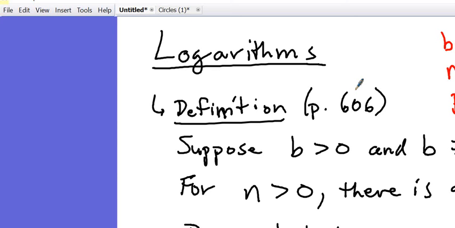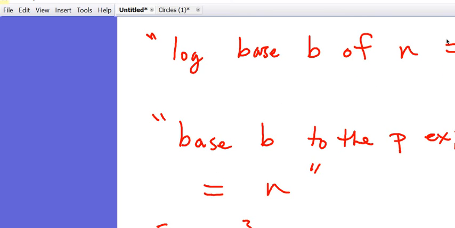I'm going to go to the next slide, and you can copy this down. You're going to read this as log base b of n equals p. I'm going to write it in its notation, log base b of n equals p. And then base b to the p exponent equals n. b to the p equals n. So this is how we read it. So finish copying that down.